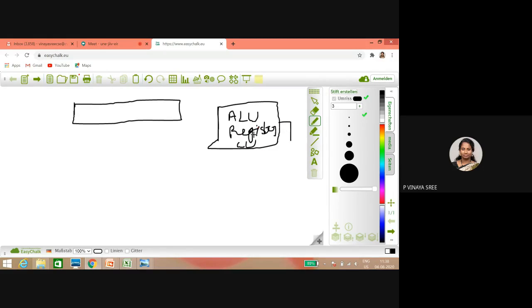But about the register: if you are given an instruction a plus b, it goes to the ALU for addition. For addition, the operands a and b will be stored inside these registers. The size of these registers starts from 8 bits. We don't consider 4 bits. Starting from 8 bits, in the latest processors you will even have 128 or 64 bits.